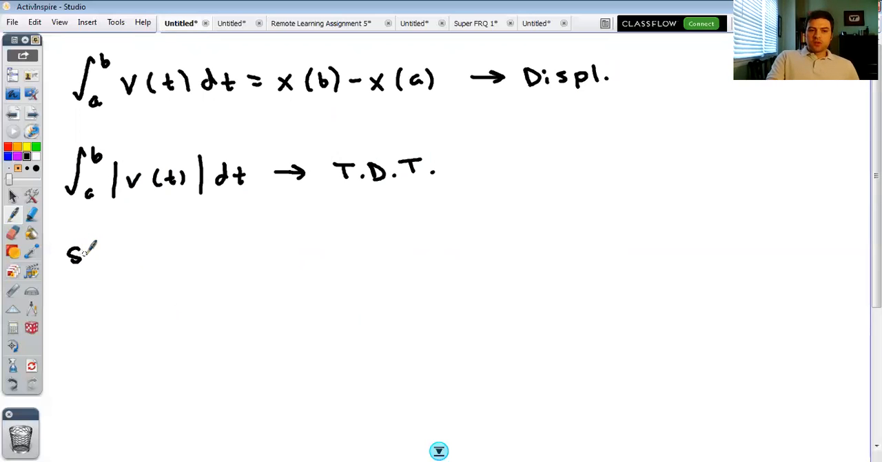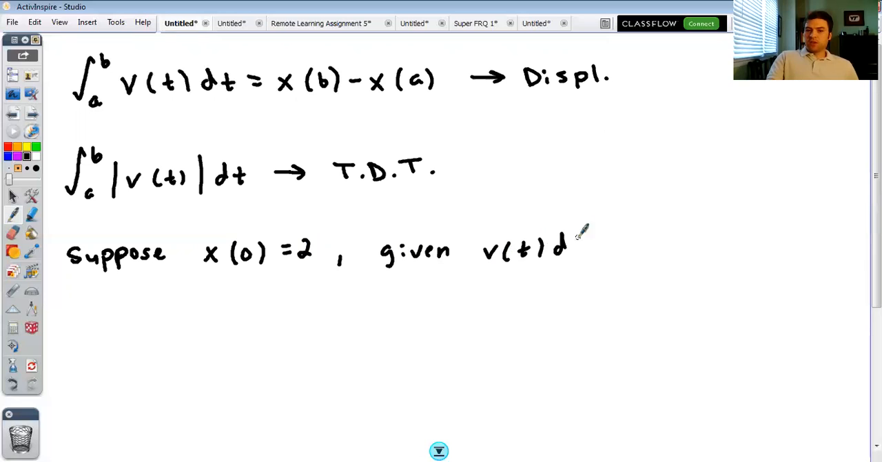Suppose the position of some particle at time 0 is 2, and you're given an equation for velocity, v of t. You're asked to find the position at t equals 3.